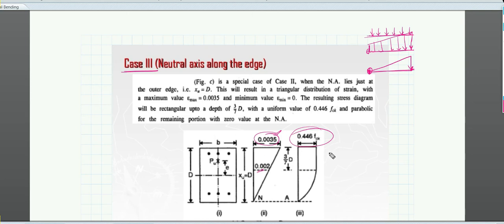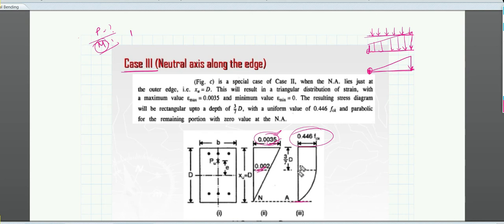Why this is important is that suppose you are given the P value and the M value, then you will be able to find the eccentricity for the moment, and then find the depth of the neutral axis. According to the depth of the neutral axis, you might have to find the stress, and in that case these diagrams will be helpful. You have to understand whether the neutral axis is outside the section, inside the section, or at the edge of the section. Accordingly your values of the strains will be different, right? That is why this is important.